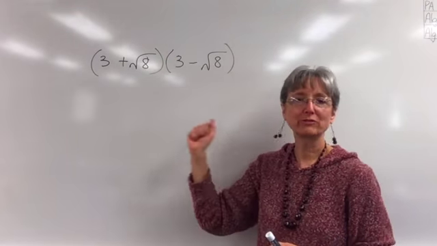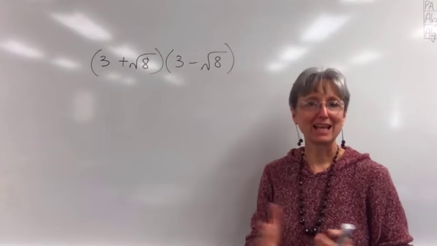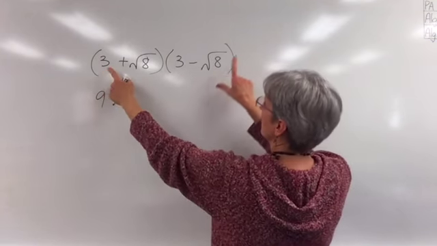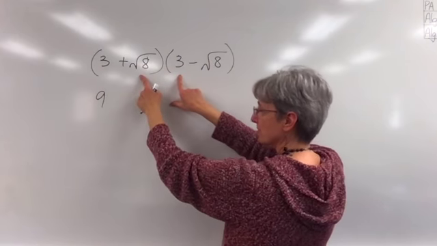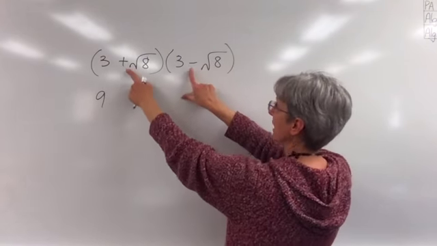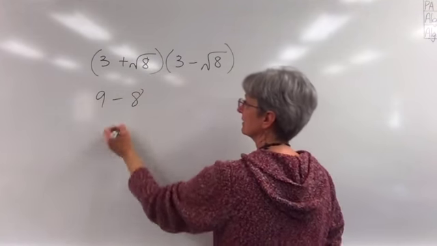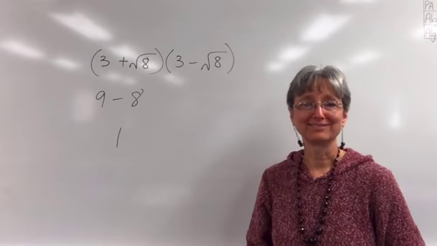3 plus the square root of 8. 3 minus the square root of 8. Let's FOIL this. 3 times 3 is 9. Negative 3 square root of 8, positive 3 square root of 8. We're going to disappear that. This is minus, and the square root of 8 times the square root of 8 is 8. Our final answer is 1.